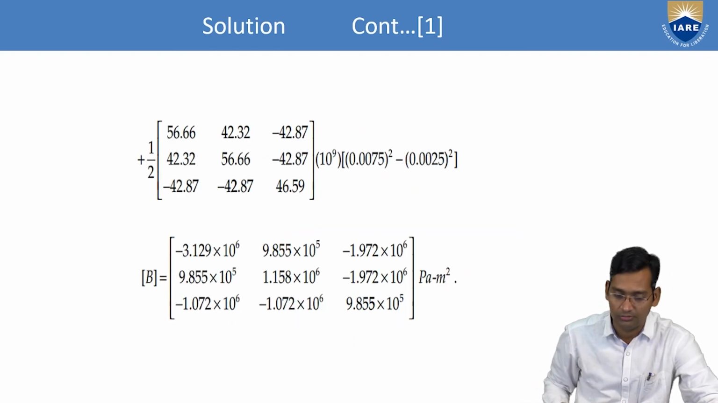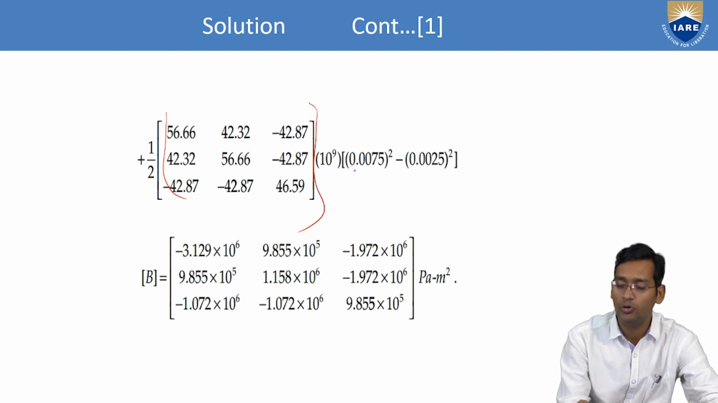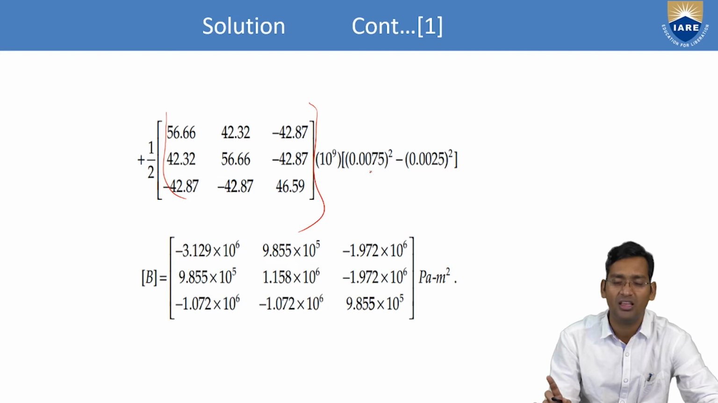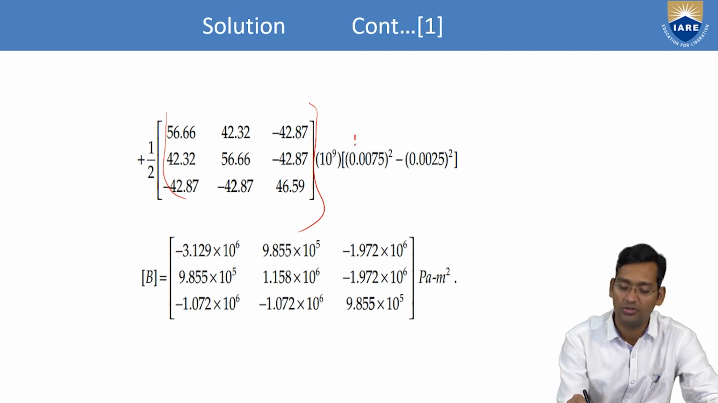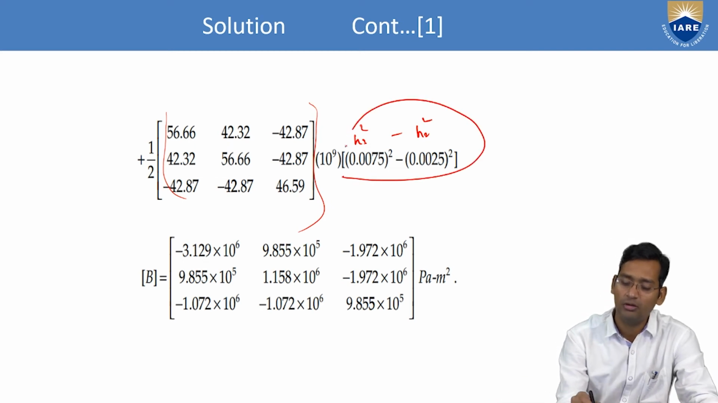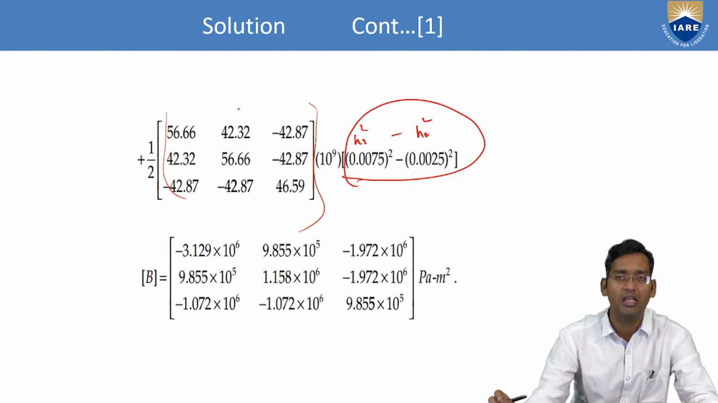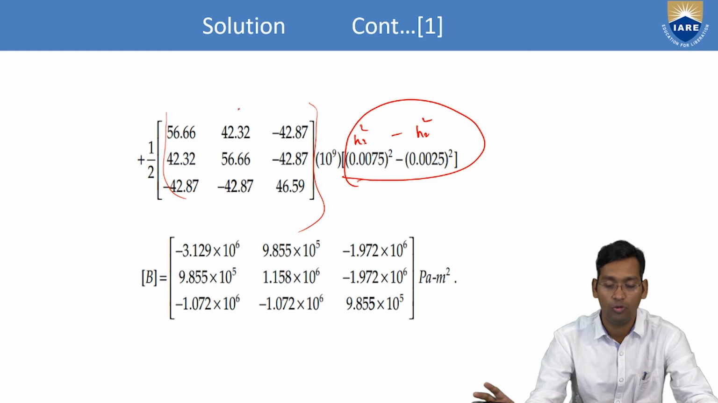Now the third term. The third term is again half plus the reduced matrix into 3. For the third ply we are finding H3 square minus H2 square. Again simplify this one, right? Then just multiply with this one. So that is B done.